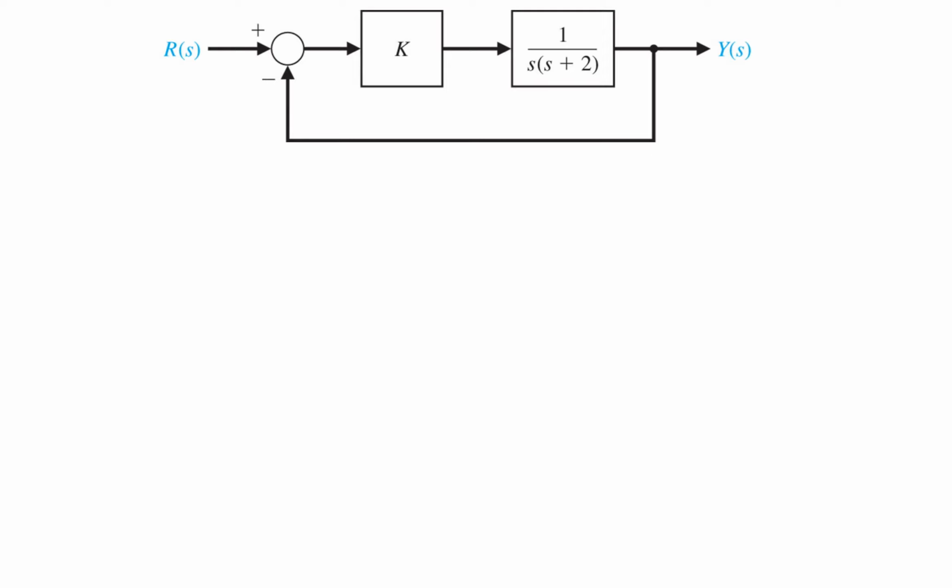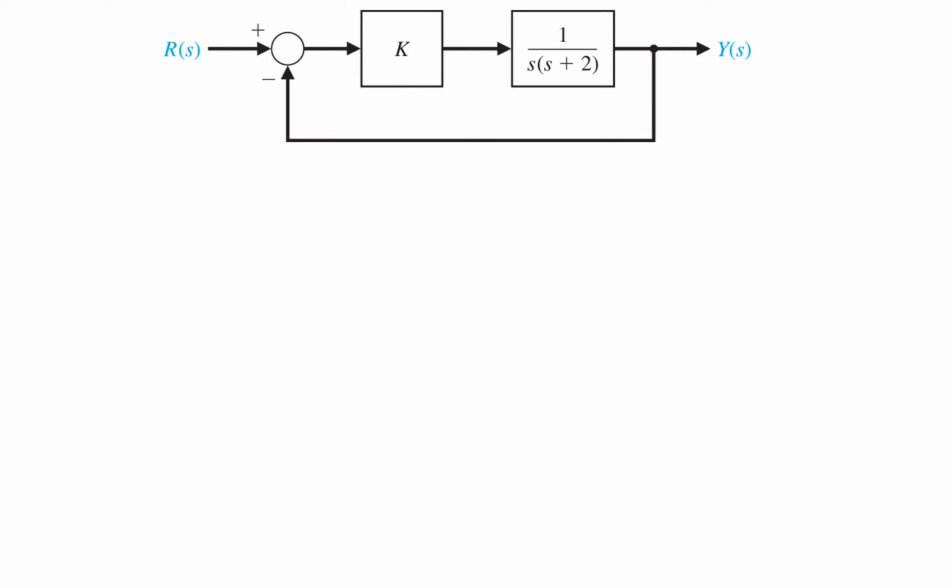Okay, let's look at another root locus example. Here we've got a closed loop system with a proportional gain and a plant, 1 over s times s plus 2. And so we want to look at the root locus. Remember, we are going to be looking at the open loop system, so we're creating the root locus for k over s times s plus 2.